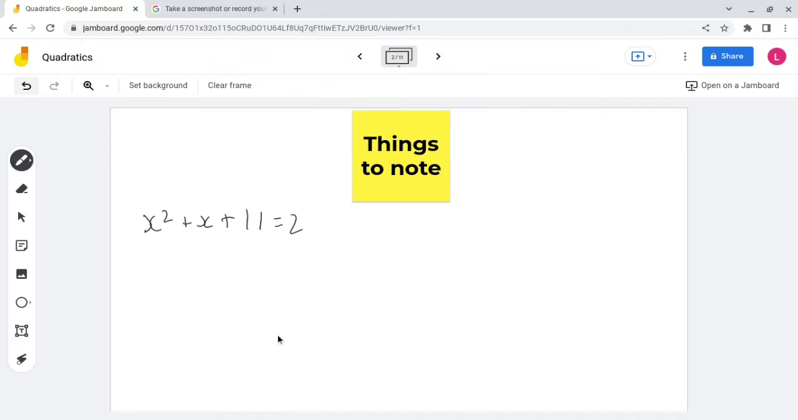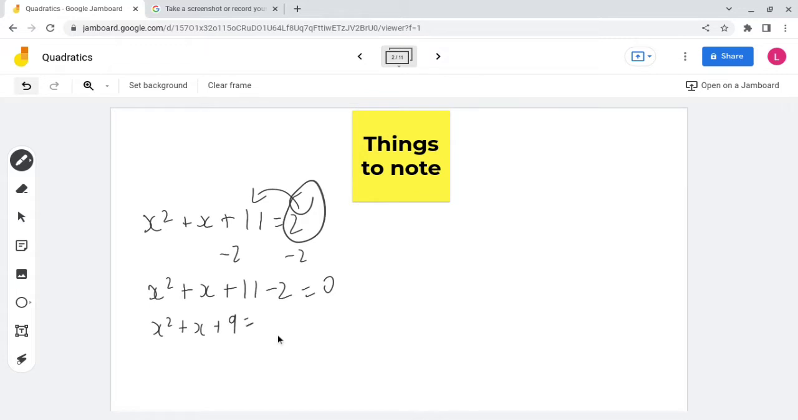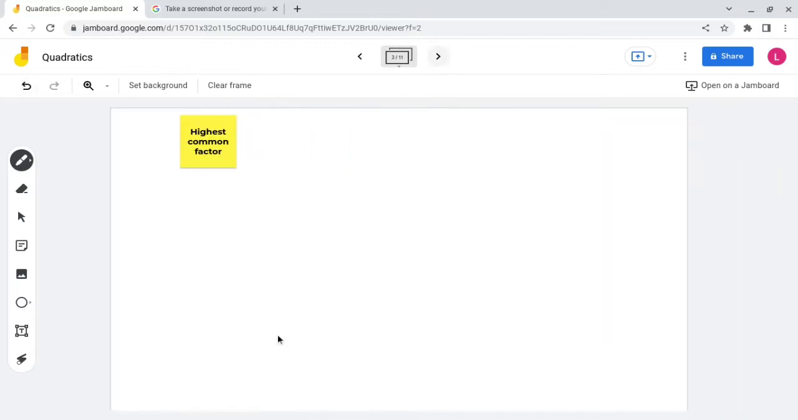So we'll move this here, right? By doing that, we'll minus 2 on both sides. So we'll make it x squared plus x plus 11 minus 2 equals 0, which would be x squared plus x plus 9 equals 0, right? Okay, so that's the main thing to note for quadratic equations, and now we'll move on to the ways to solve quadratic equations.